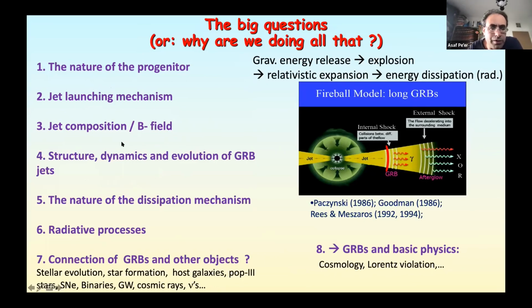And then to the next point, which is the structure, dynamics, and evolution of these jets. And then, of course, the nature of the dissipation mechanism, the nature of the radiative processes, which is a big debate. And then comes the connection of gamma ray bursts and other objects of interest, such as the stellar evolution, star formation, host galaxies, POP3 stars, supernova, binary gravitational waves, cosmic rays, neutrinos, etc., etc. And then the final point of interest is the association of gamma ray bursts with the basic physics, such as cosmology, Lorentz correlation, many other things.